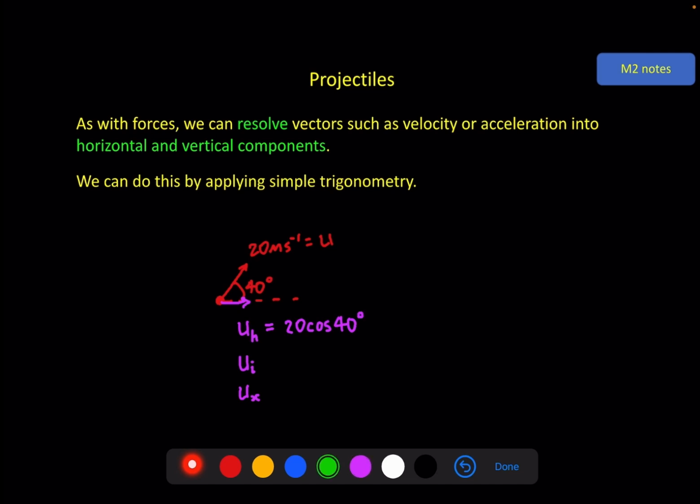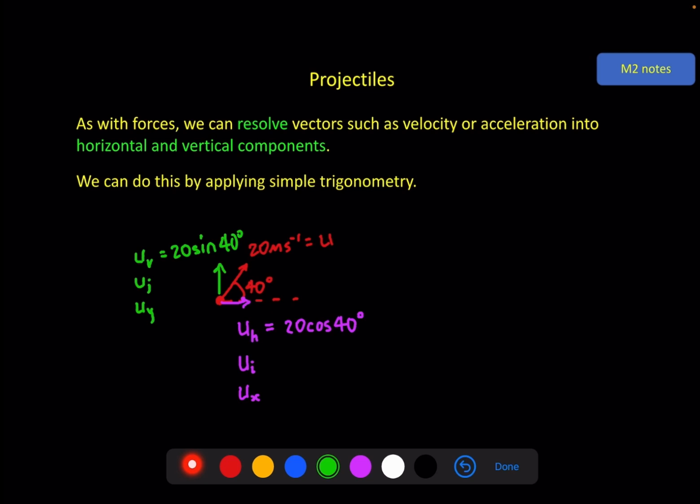The vertical component, same idea, you can call this u v for vertical, or if you like the i j's, or if you like the x y's, again, be consistent. If you use this one, use this one. If you use this one, use this one, and so on. All of those, whichever one you're using, is 20 times the sine of that angle, 40 degrees.